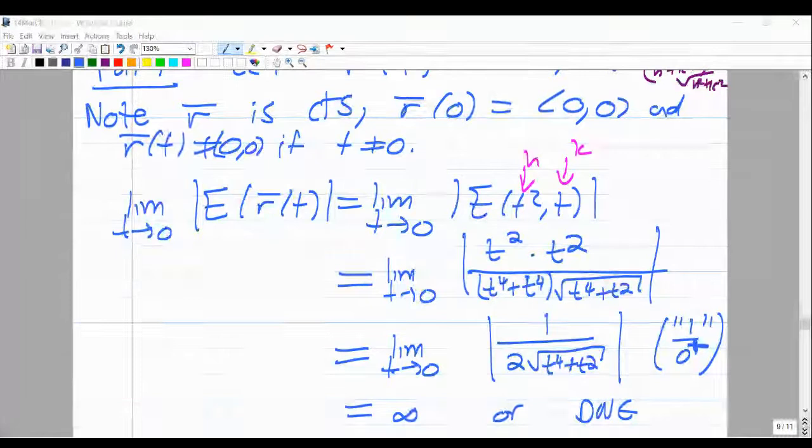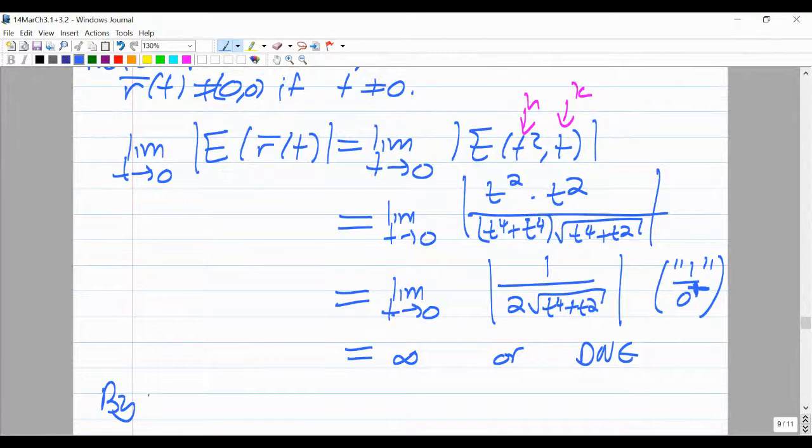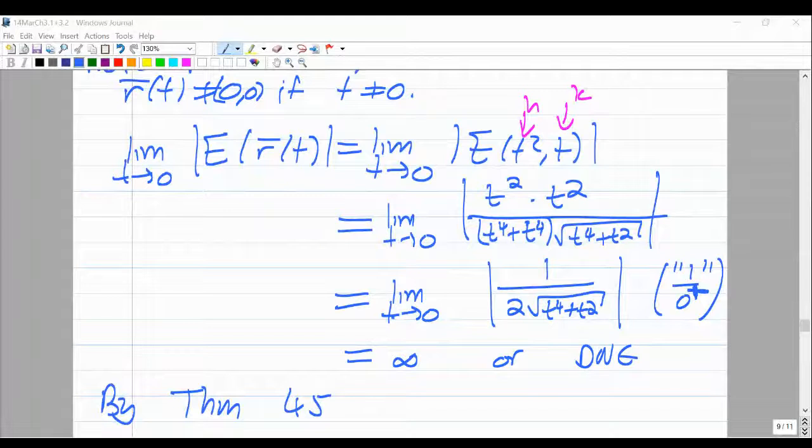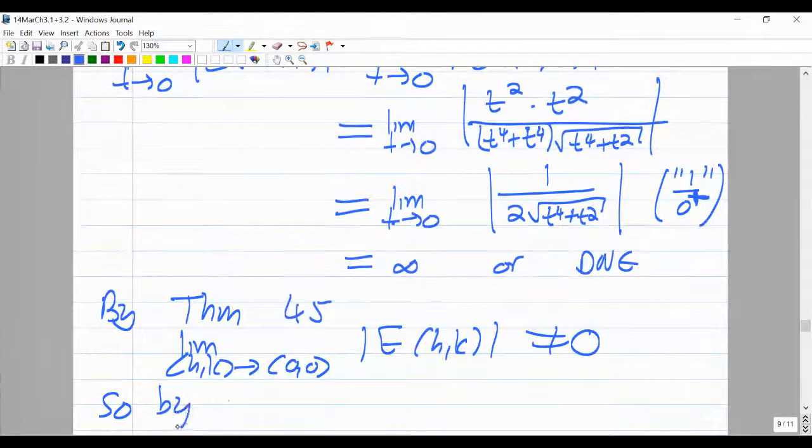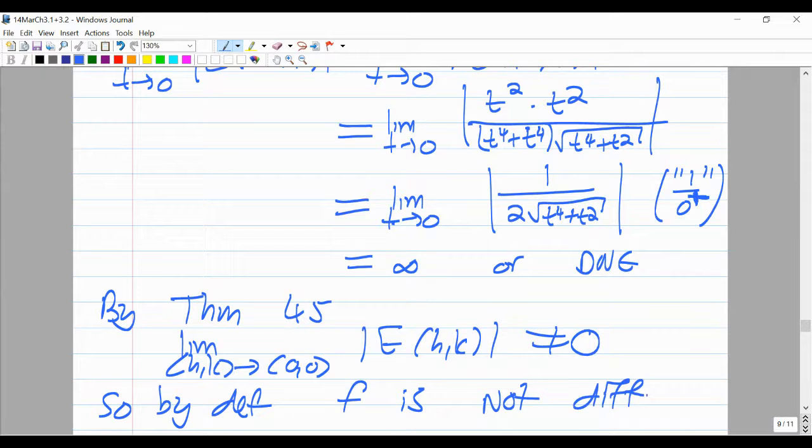Yes. Because now we can say, by theorem 45, can you guys please type the word theorem 45 in the textbook? We found a path not going to zero. This one actually doesn't exist, but infinity or do not exist. But we now have enough evidence to say by theorem 45, the limit as (h,k) goes to the origin of the absolute value of the crocodile is not zero. So by definition, f is not differentiable at the origin.